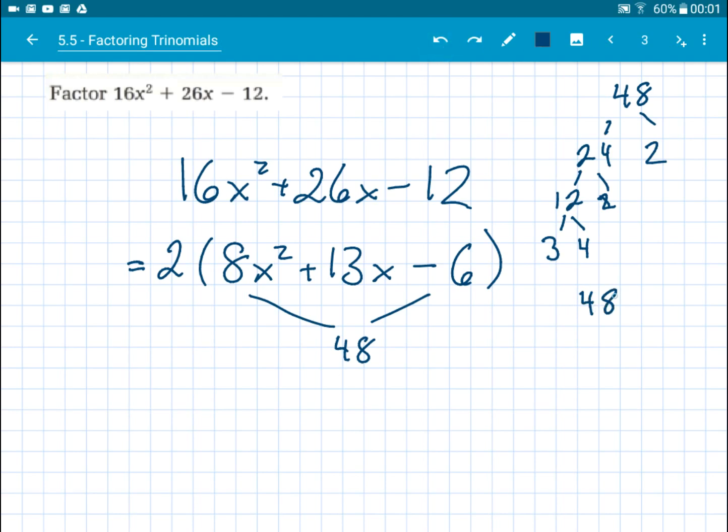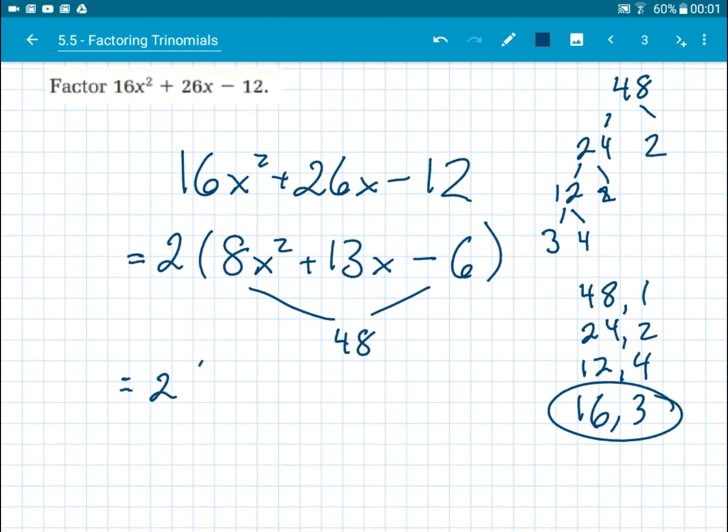And that's definitely not going to work, right? So 48 and 1, 24 and 2, 12 and 4, and then 3. Well, how many times does 3 go in there? 3 goes in there once, 18, 6, 16. Okay, so that's the only one that could be combined in any way to make 13. Okay, so I'm gonna go with that one. So we've got 2 times 8x squared plus 13x, okay, and minus 6.